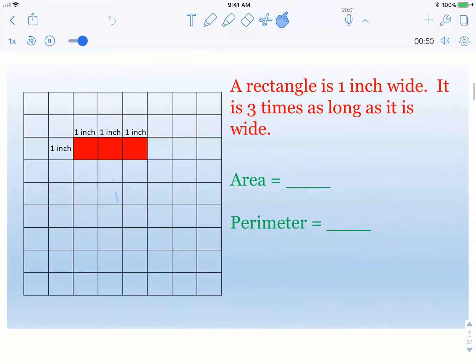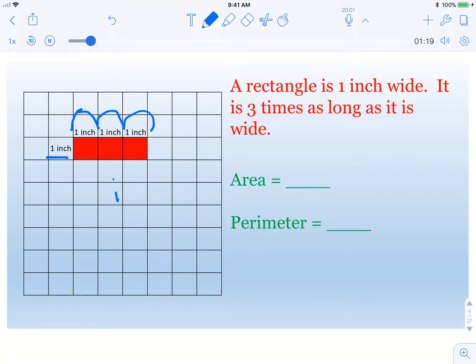So this is my rectangle that I made. If you notice, it's 1 inch wide, so it is 3 times as long as it is wide. So if I have 1 times 3, then it would look like this. It'd be 3 squares. What is the area of this shape?